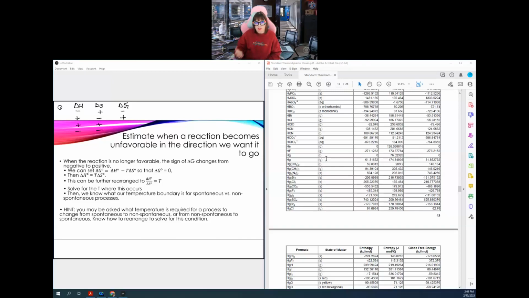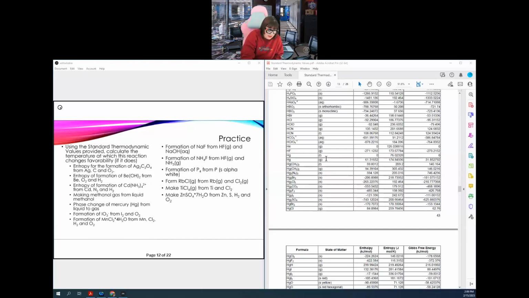So we're going to do some examples of solving for that T to see where it becomes spontaneous or non-spontaneous, and talk about how that temperature change affects that. Is it going to be spontaneous above that or below that? Okay, so we can do this for many of the same things that we talked about before. Now remember, we talked about this reaction right here. And we talked about this reaction right here. So I want to look and see what those values were that we calculated before.